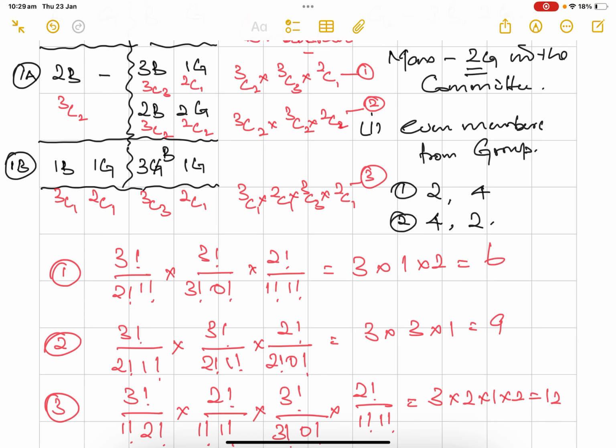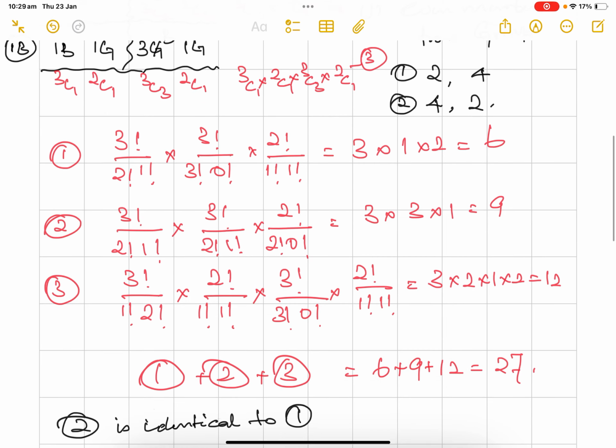3 times 1 times 2 is 6. Equation number 2: 3C2 is 3 factorial divided by 2 factorial, 1 factorial, 3C2 again 3 factorial over 2 factorial, 1 factorial, and 2C2 is 2 factorial over 2 factorial, 0 factorial. The first one is 3, the second one is 3, the third one is 1. 3 times 3 times 1 is 9.